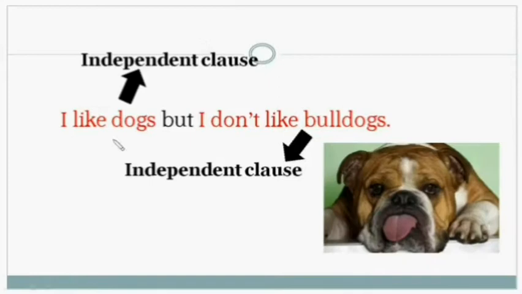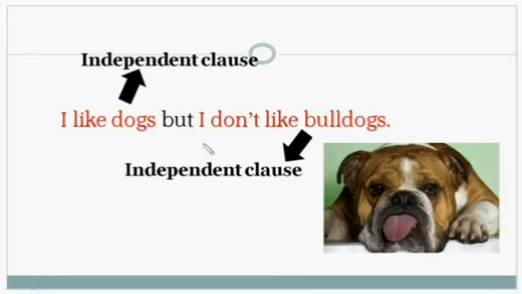जैसे आई लाइक डॉग्स बट आई डोंट लाइक बुलडॉग्स. आई लाइक डॉग्स एक इंडिपेंडेंट क्लॉज है. आई डोंट लाइक बुलडॉग्स ये भी एक इंडिपेंडेंट क्लॉज है. एंड, बट इज ए कंजंक्शन. हम दो इंडिपेंडेंट क्लॉज को एक कंजंक्शन से ऐड करके एक कंपाउंड सेंटेंस बनाते हैं.